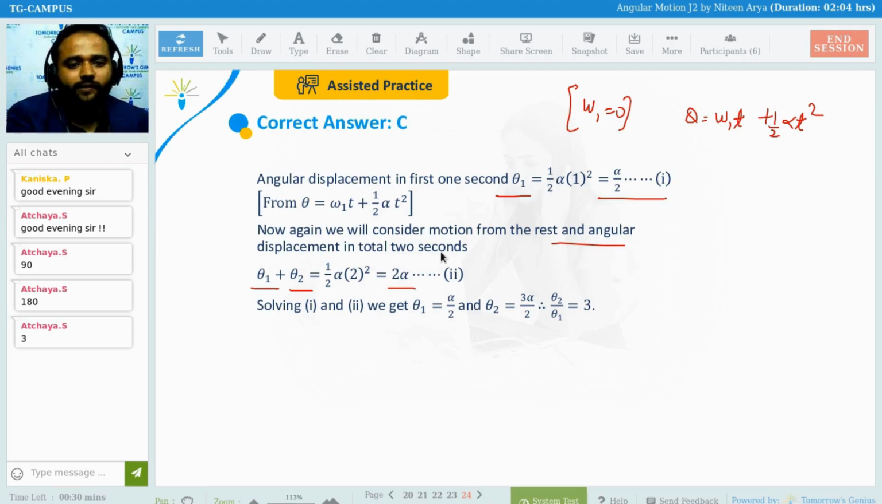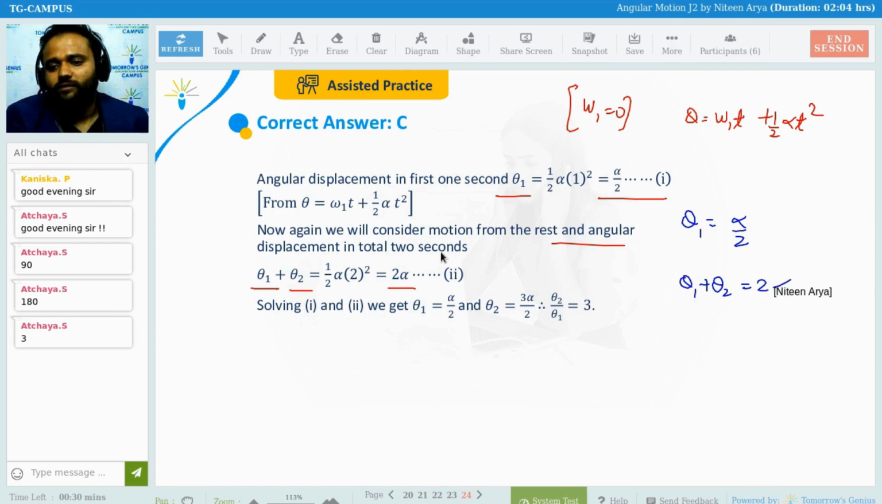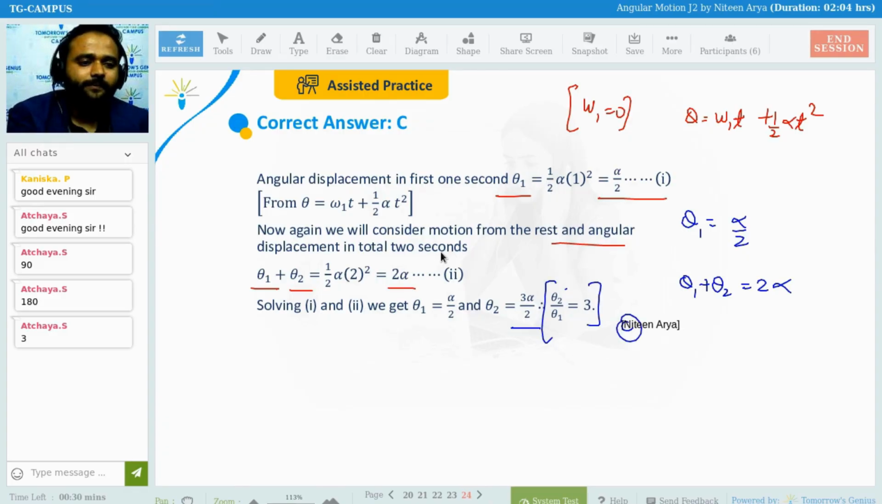So from equation number 1 and equation number 2, theta 1 is alpha by 2, and theta 1 plus theta 2 is 2 alpha. So obviously when you put theta 1 here, you get theta 2, that is 3 alpha by 2. We need to find the ratio theta 2 over theta 1, that is 3. Easy one. Got it, everyone? Clear?